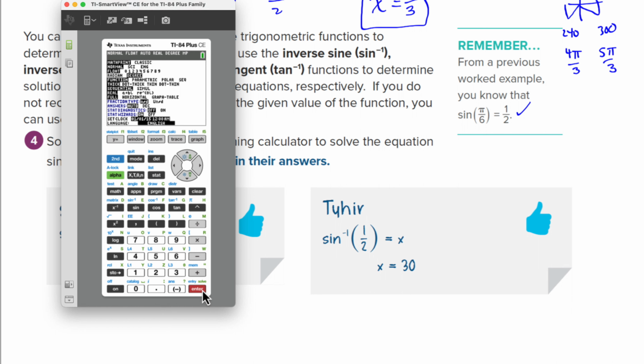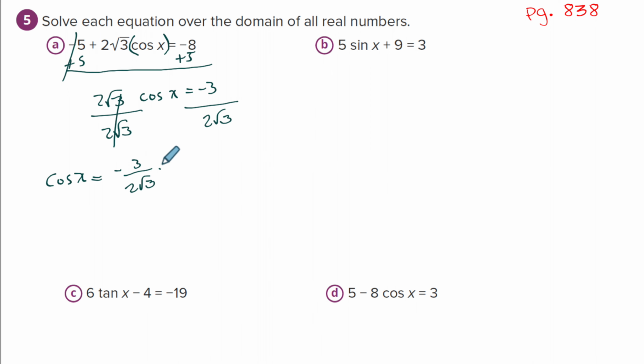Well, that doesn't look familiar. So what I'm going to do is rationalize this. Remember, we can't have radicals on the bottom. So it wouldn't look familiar because we would never use that. So I multiply by whatever the radical is, radical 3, top and bottom.